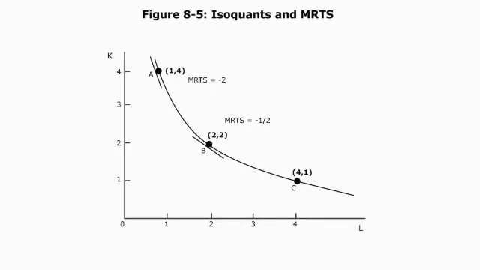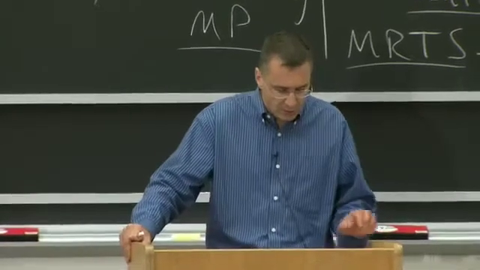Once again, the principle of diminishing marginal product, just like the principle of diminishing marginal utility, implies that the marginal rate of technical substitution is going to fall as you go down the isoquant. Just like the marginal rate of substitution fell as you went down the indifference curve, the marginal rate of technical substitution is going to fall as you go down the isoquant.